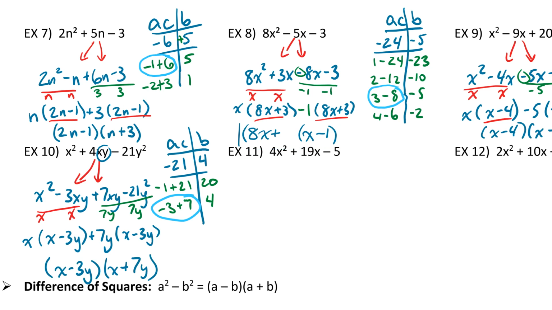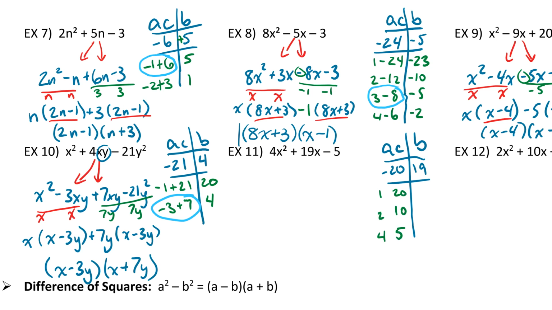All right, example 11. Let's see, just erase that. There we go. All right, so for example 11, start with the chart. A times C would be 4 times negative 5, which is negative 20, and B is positive 19. So factors of 20, 1 and 20, 2 and 10, 4 and 5.